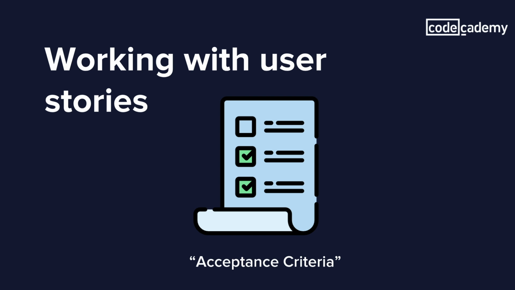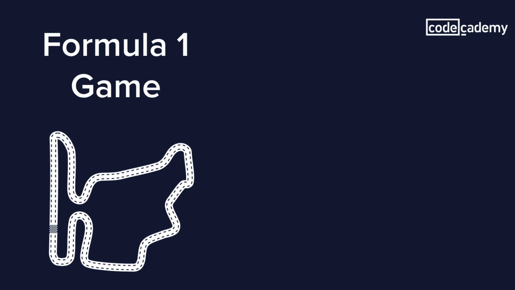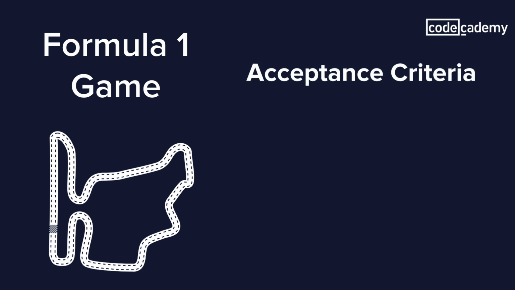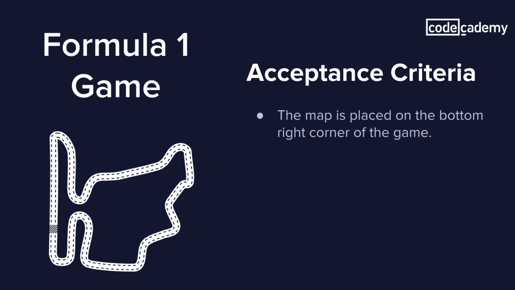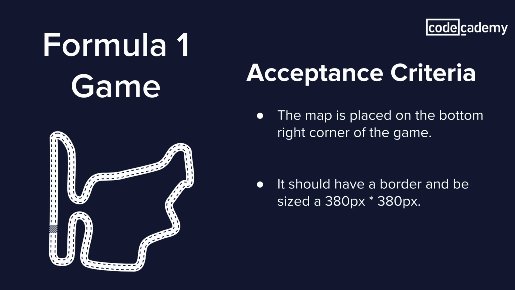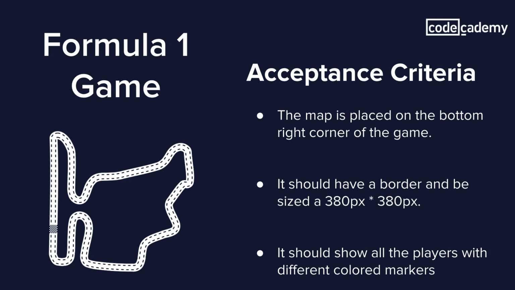So let's look at how an acceptance criteria is used to ensure that a user story is completed. Let's go back to the example of our Formula One game. Let's say one of the developers took the user story to complete the map in order to track the players in the race game. So now that the user story is complete, it has to go through an acceptance criteria. And the acceptance criteria has 3 points. One is that the map is placed on the bottom right corner of the game. Two is that it should have a border and be sized at 380 pixels by 380 pixels. And lastly, that it should show all the players with different colored markers. Now, an acceptance criteria might be more elaborate and have a lot more points, but this is just an example so you get the idea of how they work. Now, once the functionality of all that acceptance criteria is completed, you can consider that user story done.